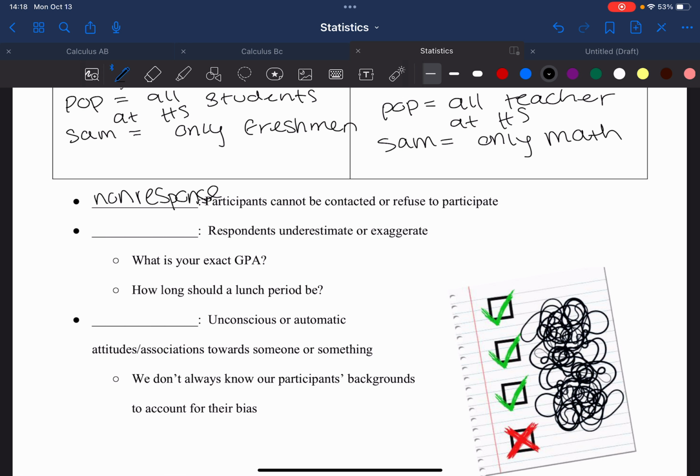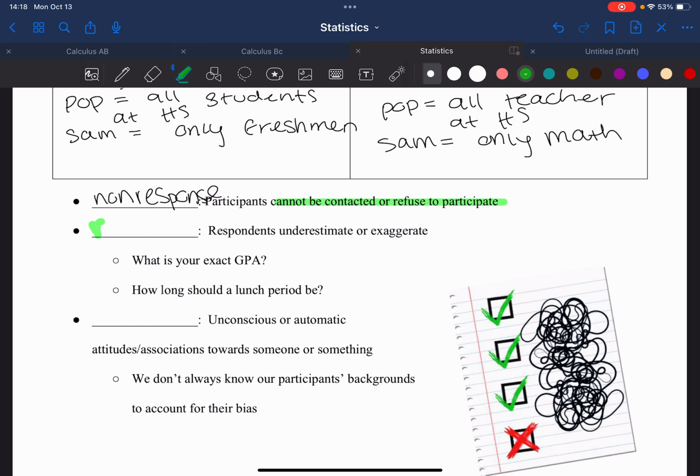We also have a non-response bias. A non-response bias is when we cannot contact a participant or the participant refuses to participate. Let's say you send out an optional survey to 1,000 people, but only 10 people respond. That would be a non-response bias.